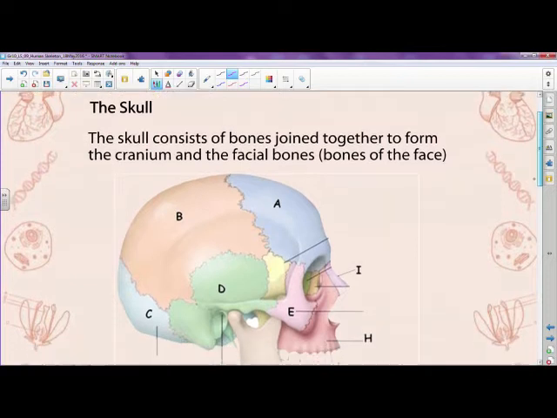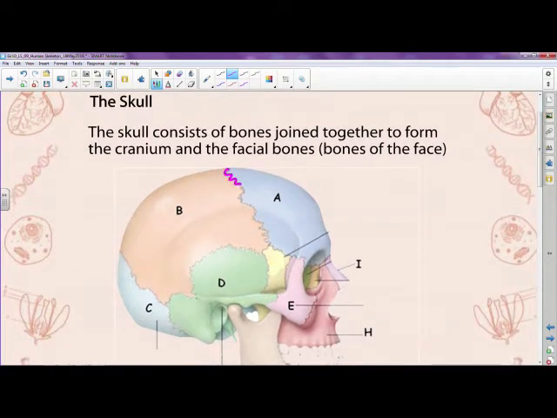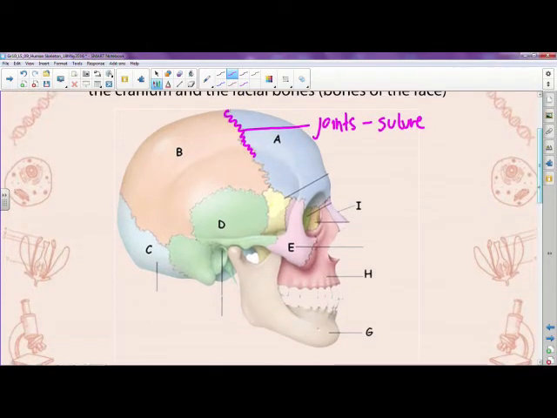If you have a look here, all of these little lines are joints. And we're going to look at joints next week. We call those sutures. So in actual fact, what your skull is made up of is a whole lot of bones that have joined together.